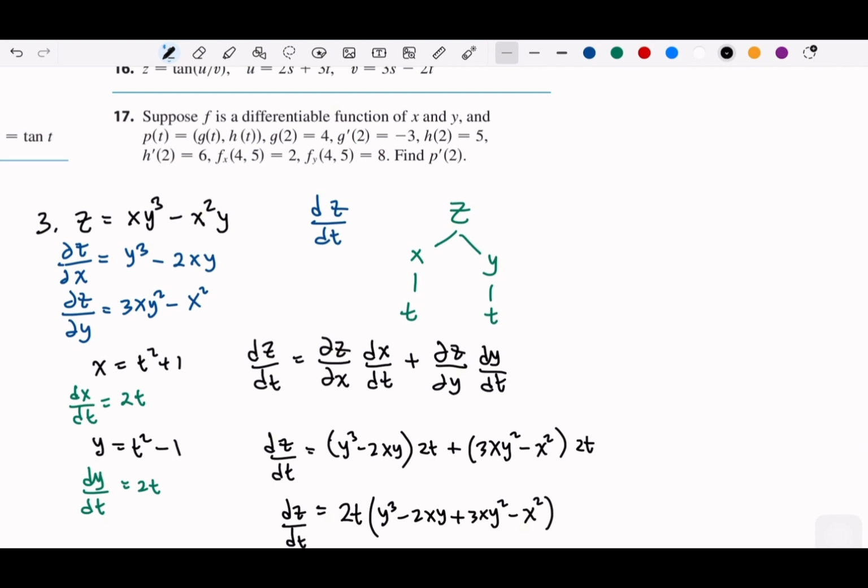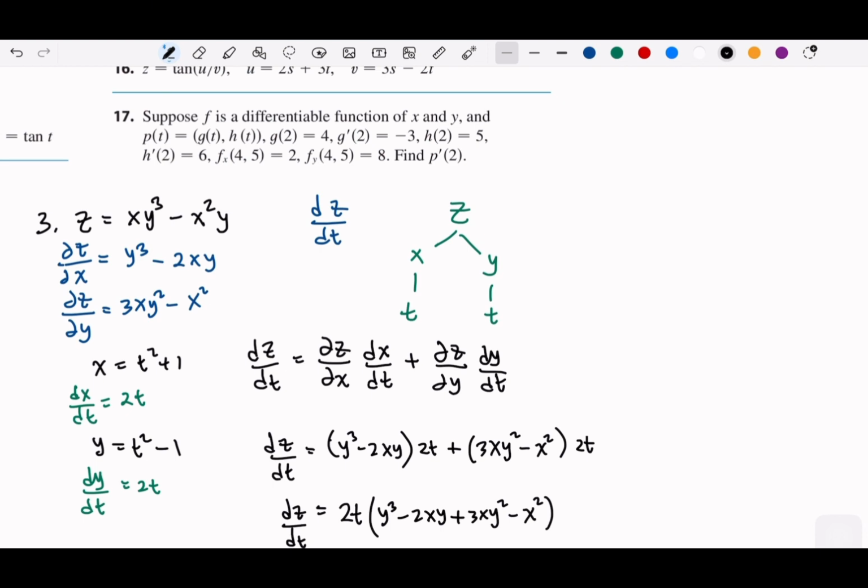G prime of 2, H prime of 2, the partial at some point, and you need to find the P prime of 2. It seems complicated if you maybe lost your way on how to identify. But basically this works well with the chain rule diagram. So you can start by taking the tree diagram, and taking the definition from the P branches, and then we can take it into the definition for each partial. Okay.